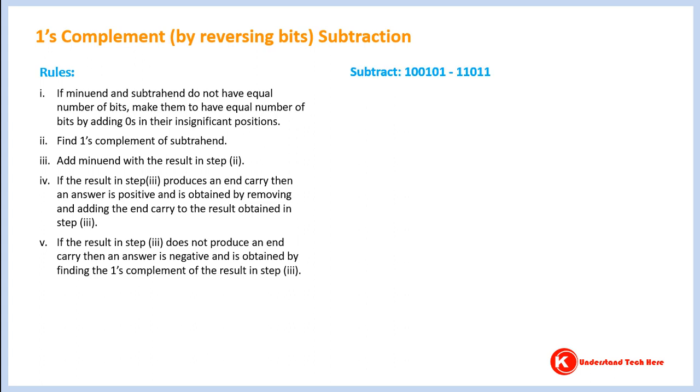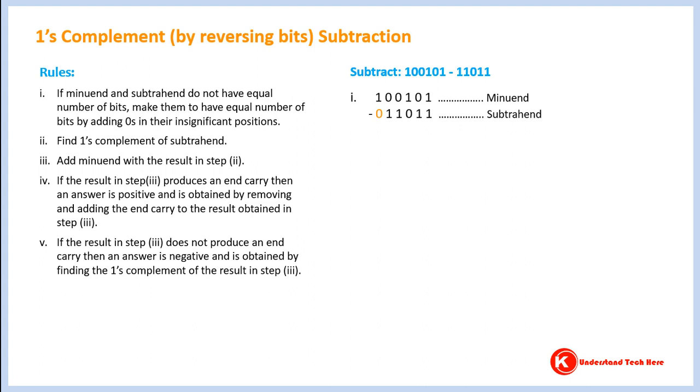Let's try to apply rule 1. This part is called minuend, this part is called subtrahend. Look at the minuend and subtrahend. There are 6 bits in the minuend, 5 bits in the subtrahend, so the number of bits are not equal. According to rule 1, we need to make the minuend and subtrahend have an equal number of bits by adding 0 in their insignificant positions. This is an insignificant position, therefore add 0 here. Now both minuend and subtrahend have equal 6 bits.